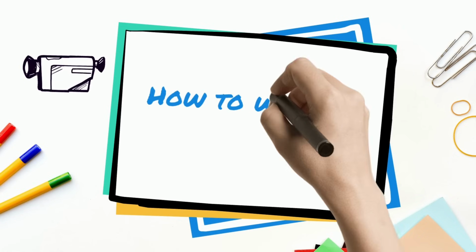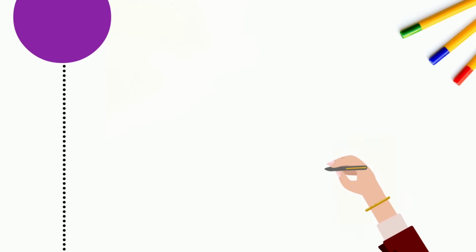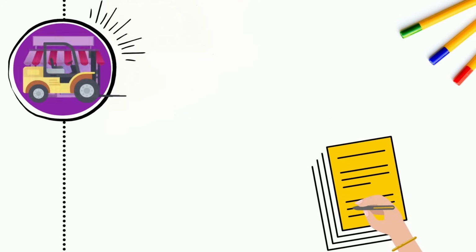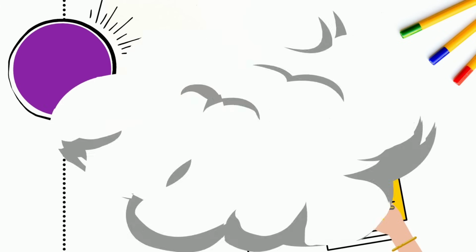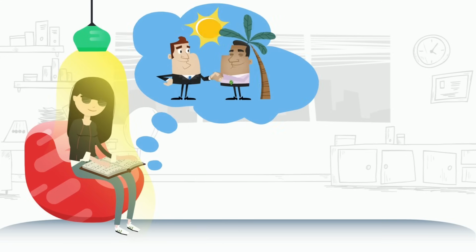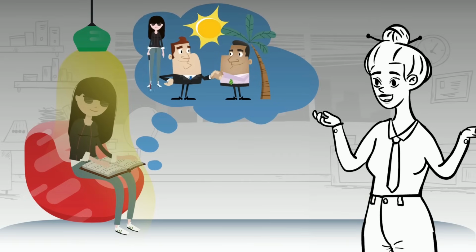In this video, you will learn how to write a descriptive writing. A descriptive writing is a text that describes a person, place, thing, or an event using the five senses. And the main goal of descriptive writing is to create a vivid and moving picture in the reader's mind. You actually want to make the reader feel like they are part of what's going on.